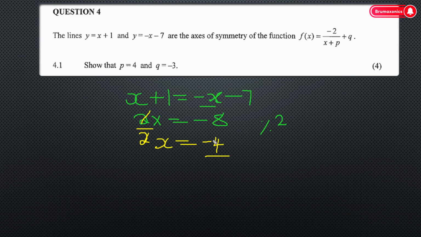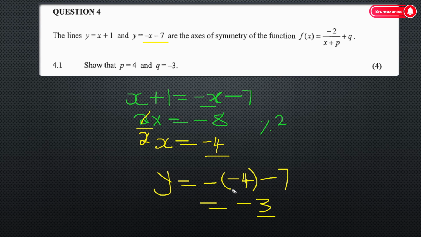Let's take this into one of the equations. So let's take this one, just to get the y value. y is equal to negative into negative 4, which will be positive, and then negative 7. And then this will equal what? This will be positive 4 minus 7, which will definitely give us a negative 3. Negative 3 will definitely be our y.